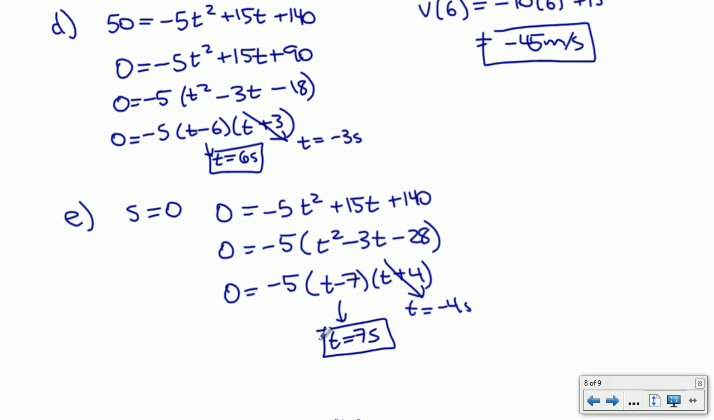So now we just need to figure out what the velocity is at 7 seconds. So velocity at 7 is negative 10 times 7 plus 15, which will eventually give us negative 55 meters per second.